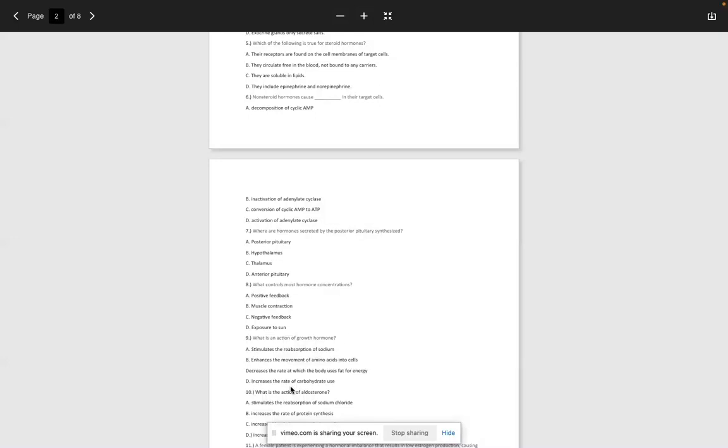Decreases the rate at which the body uses fat for energy. That's an oddball. You guys wouldn't know that one. What increases the rate of carbohydrate use? What do carbs get broken down into? Sugar, right? And who is responsible for raising and lowering the blood glucose? Anti-inflammatory properties. Which one?